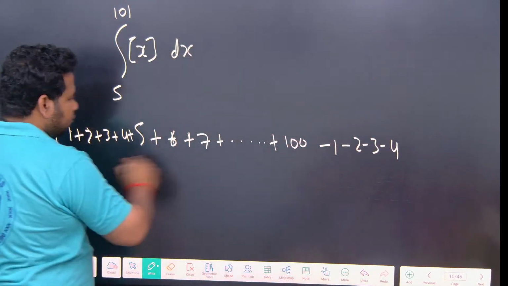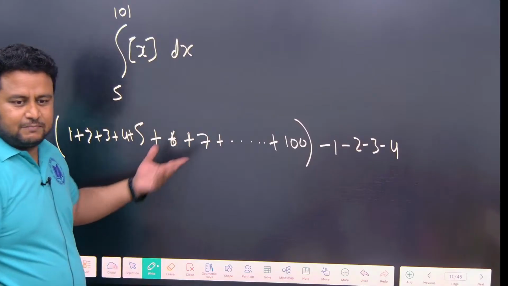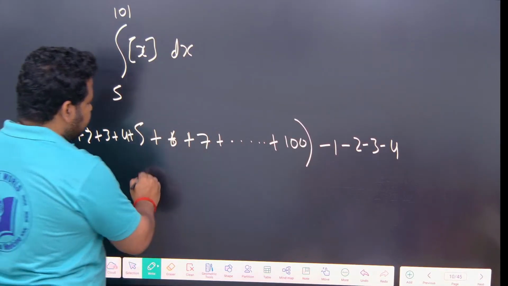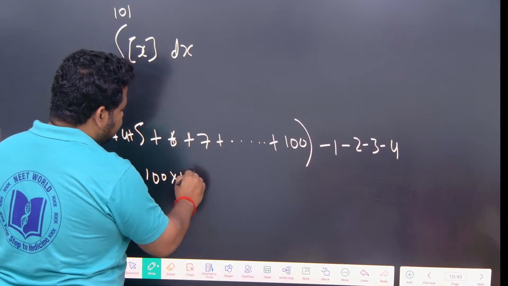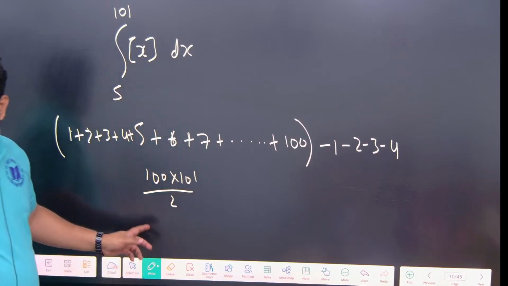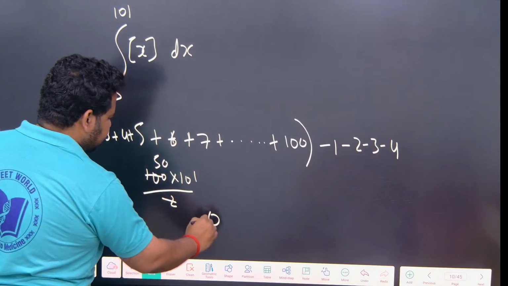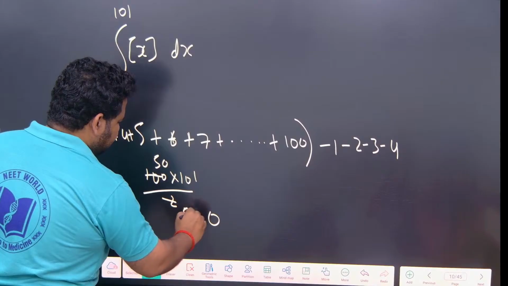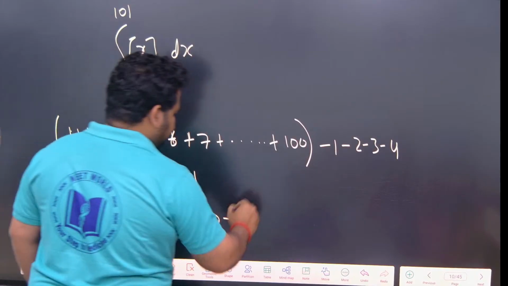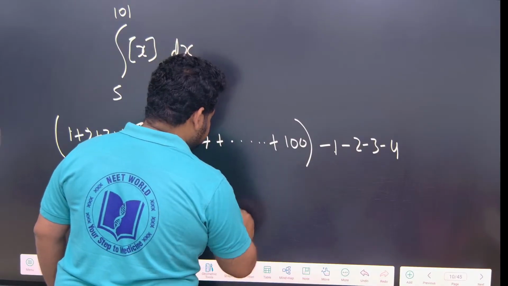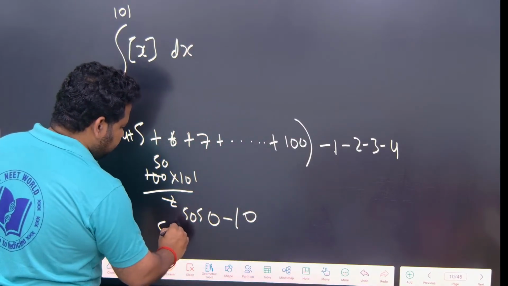Now for this I know the formula: n into n plus 1 by 2, where n is 100. So 100 into 101 by 2 will be 50 into 101, that is 5050. Minus 1, minus 2, minus 3, minus 4, which is minus 10. So this is 5040, the answer.